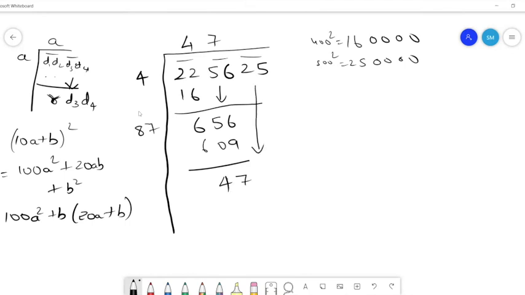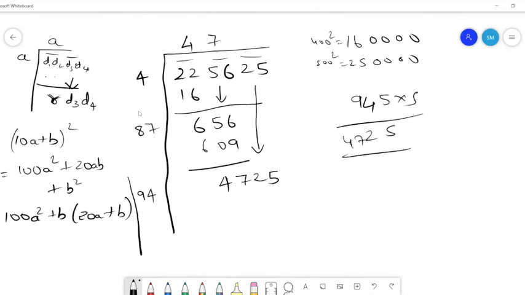Okay, next we bring down this 25. So I'm just following the method. Now what should we take here? We should take the double of this number, 47, which is 94. Here is where the method becomes more and more messy. So 94 into what is 4725? 5. Got it, jackpot. So 4725, and that is 0.